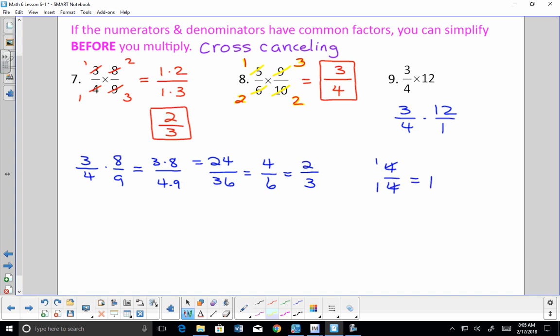So here, I can say, okay, well, 4 goes into itself once, and 4 goes into 12 3 times. So my numerator would be 3 times 3, my denominator would be 1 times 1. So this answer is simply 3. Or excuse me, 9. Wow, I can't multiply. 3 times 3 is not 3. 3 times 3 is 9.